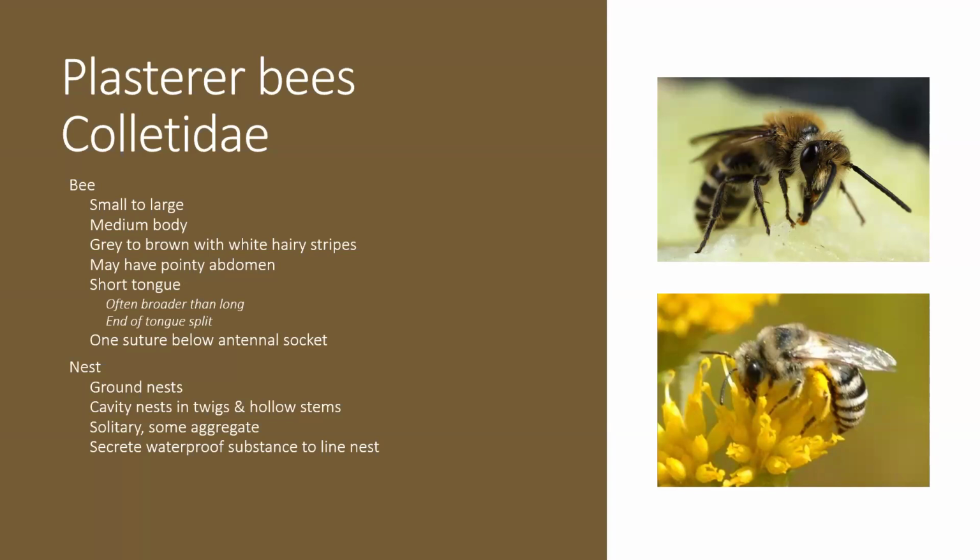They also can be cavity nesters a lot of times in pithy stemmed plants or plants that have hollow stems in them. These are able to aggregate. So again, they find a good nest site. More than one bee may use that area. And these are another one that will secrete that waterproof substance to line their nest for protection from wet areas.